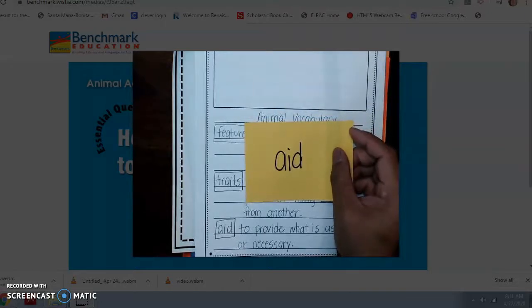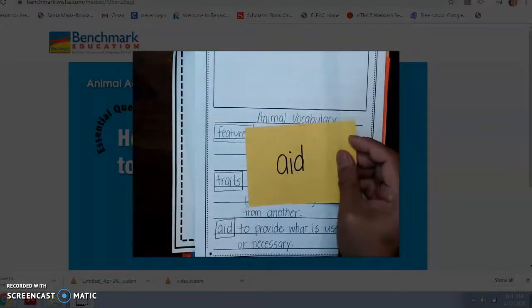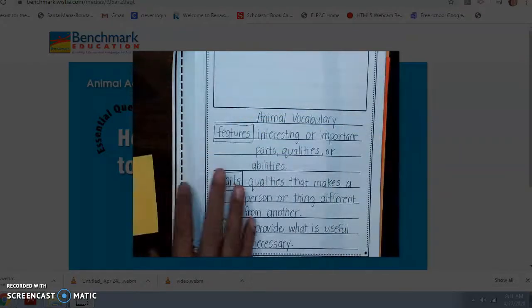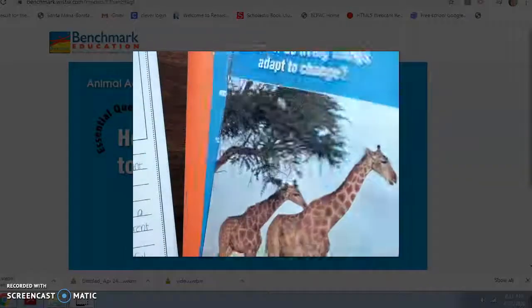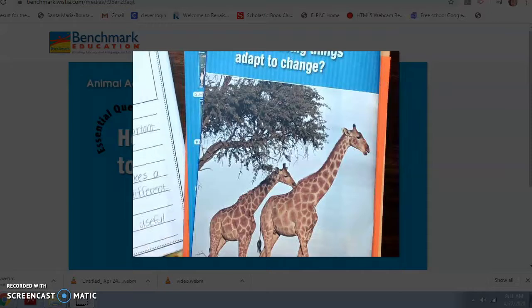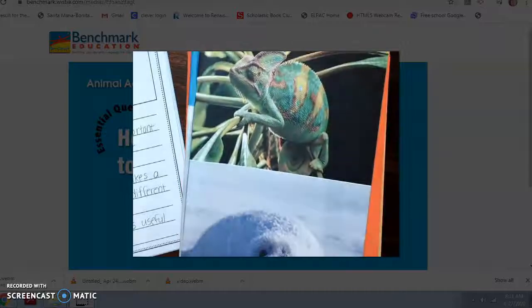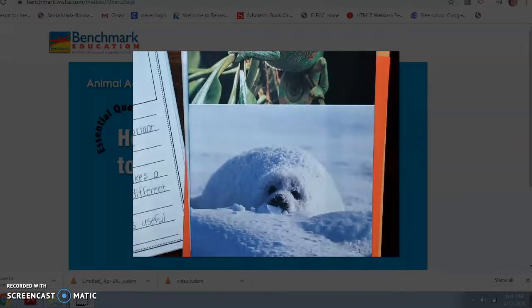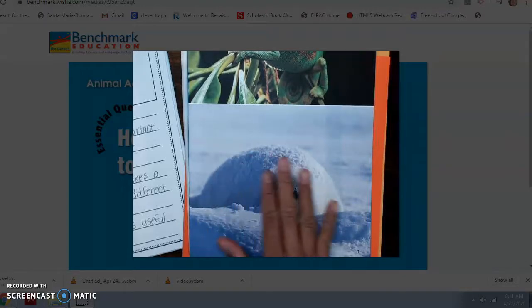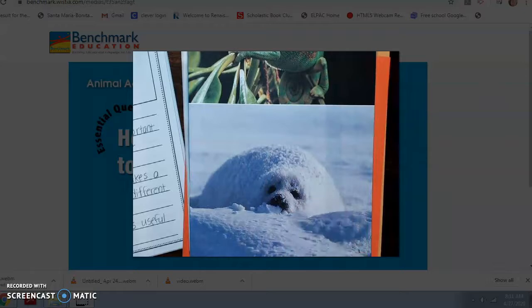So think back again to that cheetah, the cheetah in the video. How does the cheetah's speed, its quickness, aid them in survival? I think you might know. How does the giraffe's long neck aid them in their survival? How is it useful or necessary? And the harp seal, I'm pretty sure it's a harp seal, how does its white fur aid in its survival?